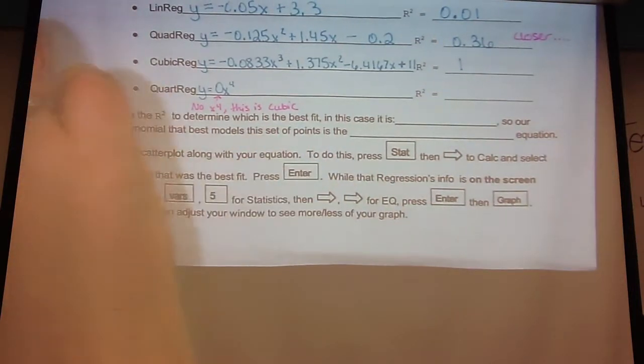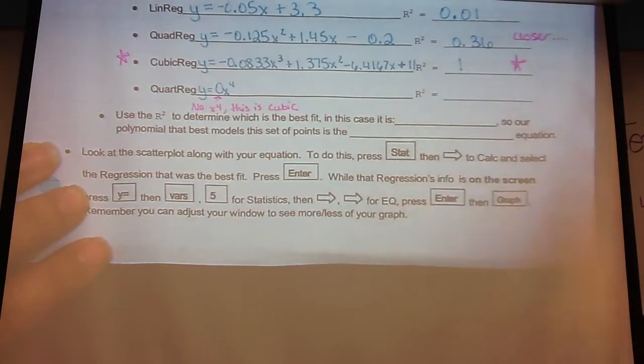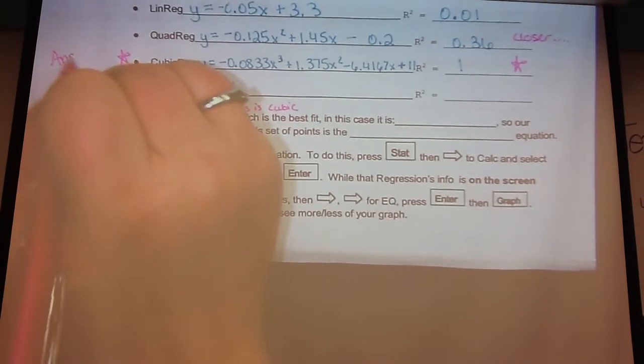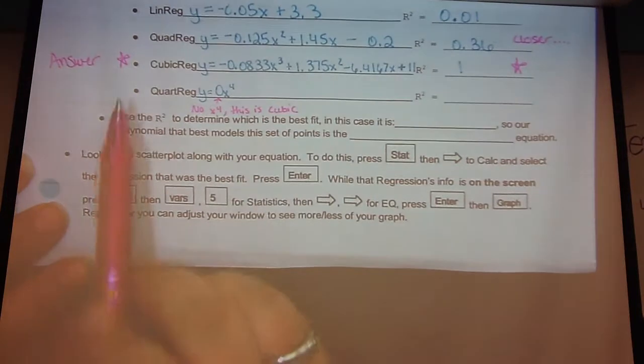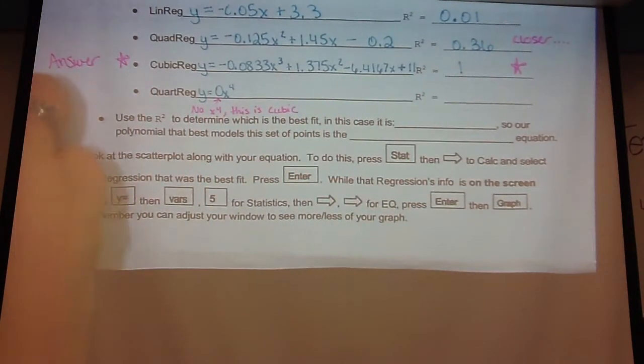we now know that this one is the closest to 1, correct? So this is our answer. So in Math Excel, if it asks us to find it, then we would type in that equation. So let's write it in here.